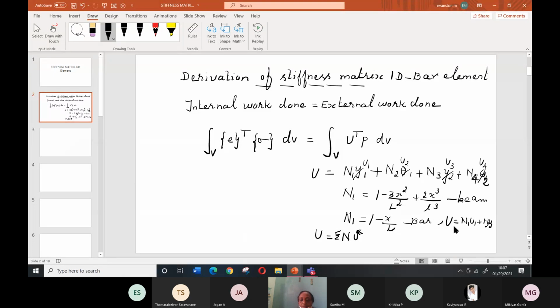Because the bar element has only two displacements, one at the axial left end and one at the other end. Is anybody having doubts in this? Because this is basic.